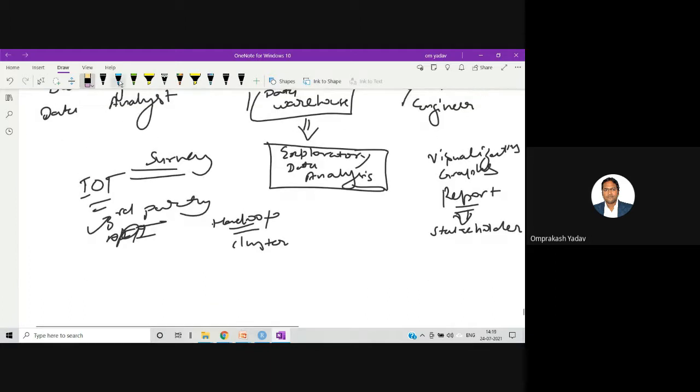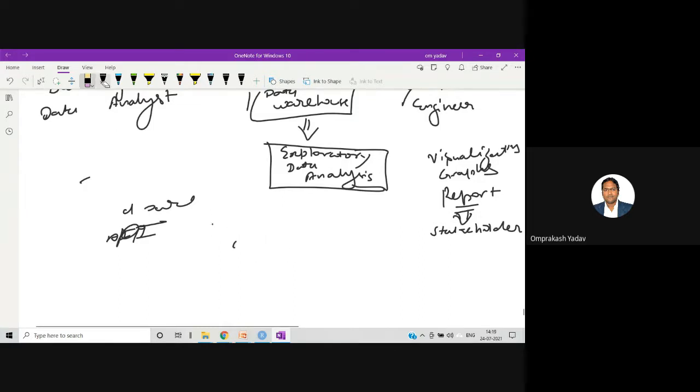Now after this, what happens? Once the exploratory data analysis is done, who does this? The exploratory data analysis job is done by your data analyst. So this task is done by your data analyst.